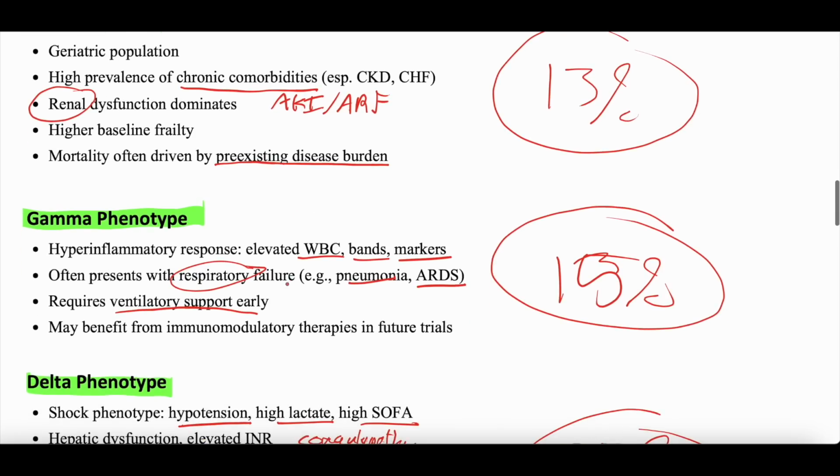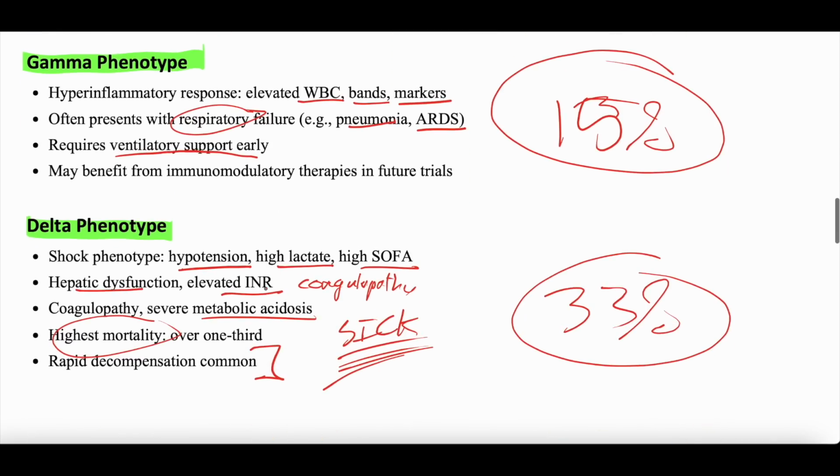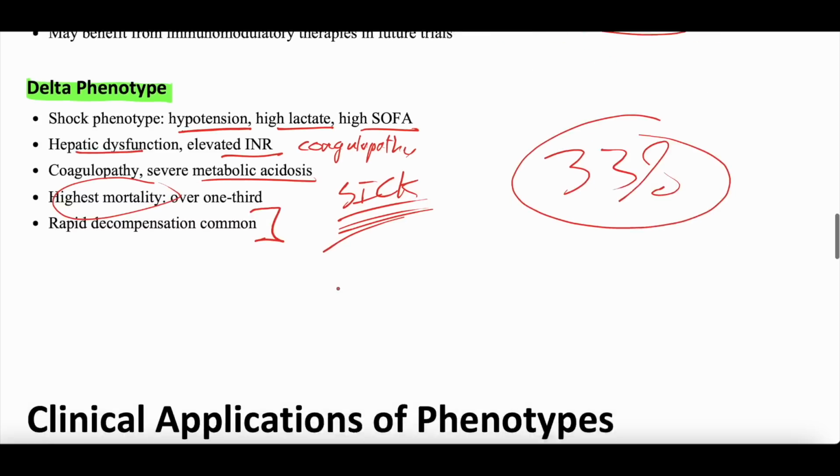Or that gamma phenotype that's got that white count that's through the roof. Their inflammatory markers are high. They require early mechanical ventilation from things like pneumonia and respiratory failure. And then that delta phenotype, that multi-pressor refractory shock, their lactates through the roof, they got liver injury, coagulopathy, acidosis, they're on multiple vasopressors, they often unfortunately succumb to their illness. Right? These are phenotypes that it seems like anecdotally we have seen.